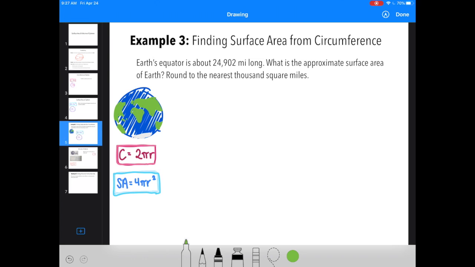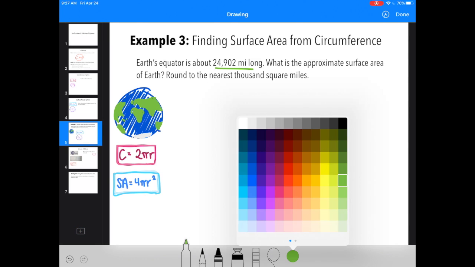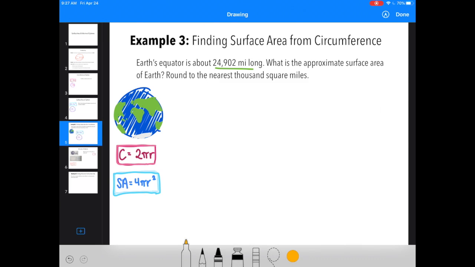All right. What is my circumference? Well, that's 24,902. Okay. That's why you have to understand your vocabulary to understand what these word problems are hinting at. My equator cuts across. It's the great circle of the sphere. So a great circle is the circumference.